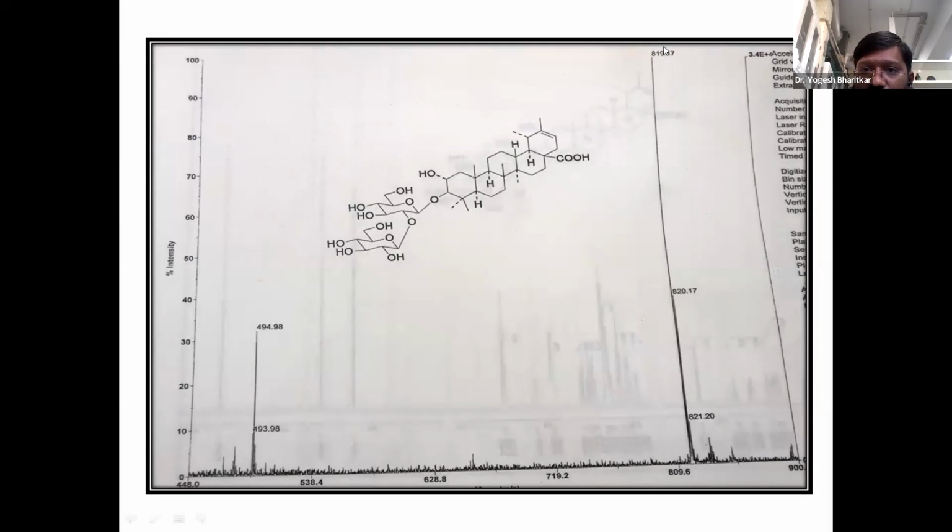This is the FAB mass. Fast atom bombardment ionization method we use here, and this mass we get from this molecule. This is a soft ionization technique, so in this case we get the whole molecular mass. This is the M plus Na, so the mass we get is 1819.